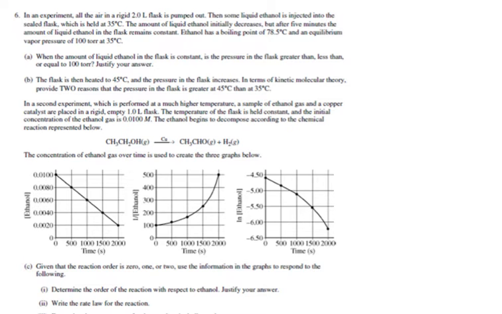Okay. So, this is where it talks about 100 torr. You probably have to go back through it again. So it says ethanol has a boiling point of 78.5 degrees and an equilibrium vapor pressure of 100 torr. I'll read it again. When the amount of liquid ethanol in the flask is constant, is the pressure in the flask greater than, less than, or equal to 100 torr? Justify your answer. What do you think? Equal to. Exactly.